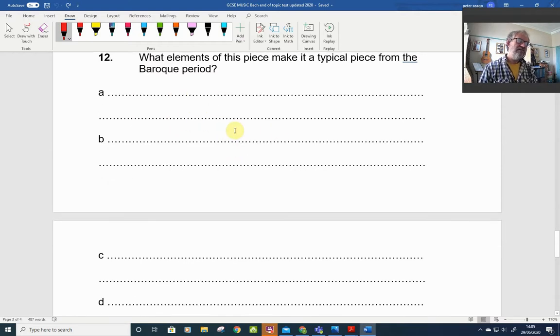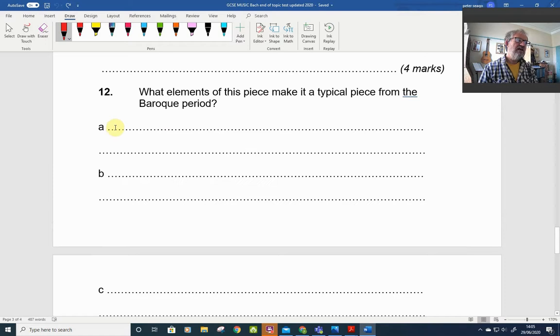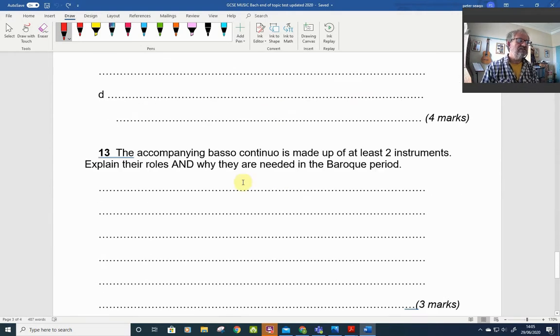That's a harder thing. So don't just say, for example, if it was the use of a tuba, which it isn't. There's no tuba in this piece. The use of a tuba. Wow. Why is that typical? It wouldn't be typical because there are no tubas in the Baroque period, but you'd have to say something about it to fill up those tuba lines. That's for your 4 marks.